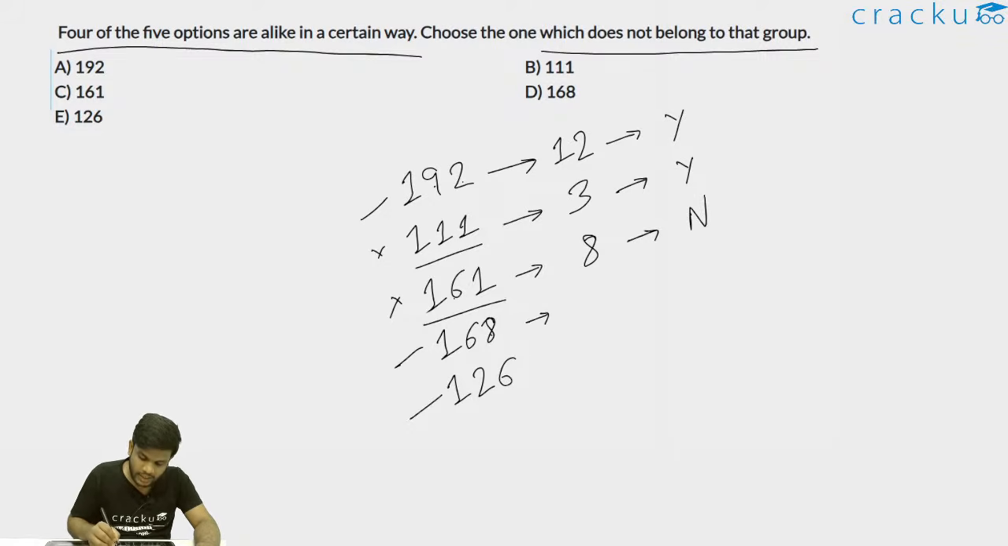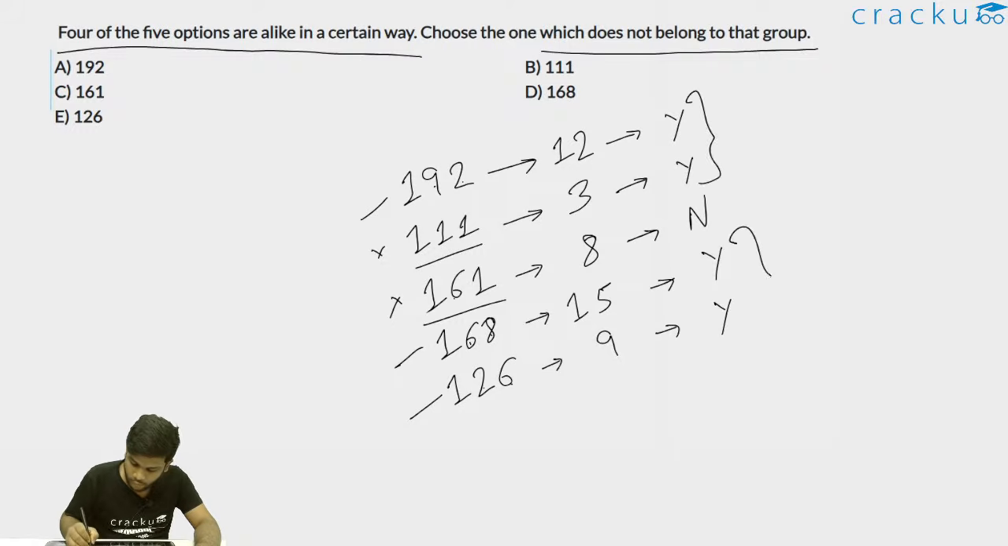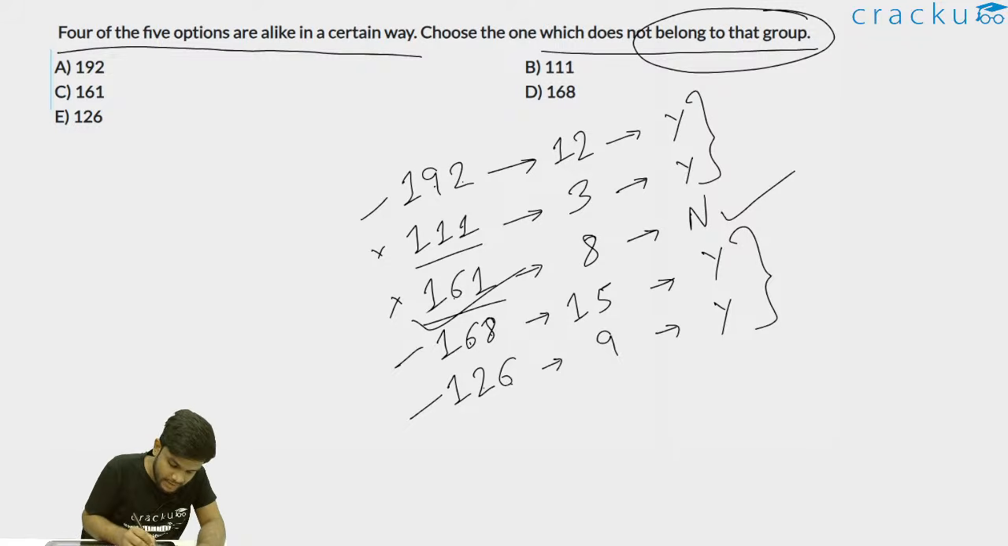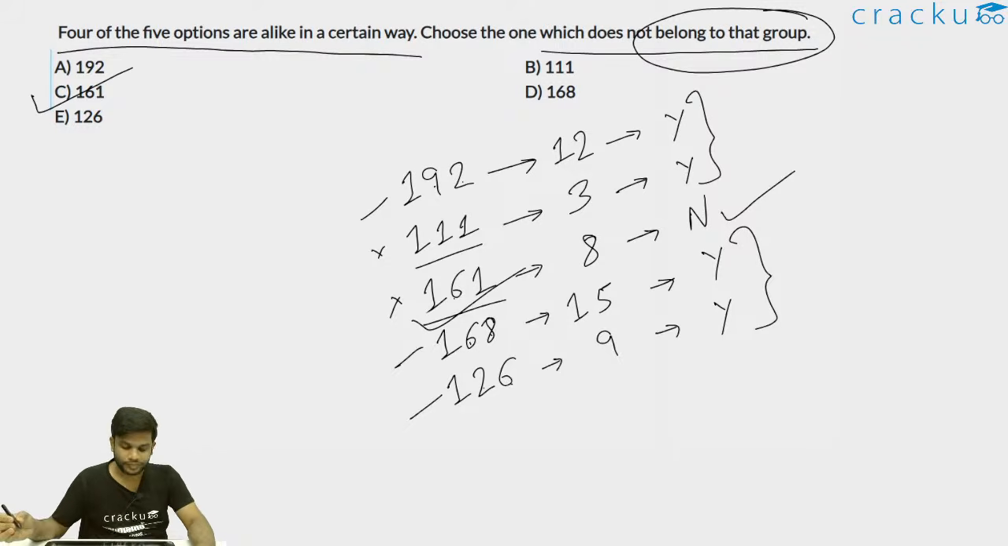Here 8 plus 6, 14 plus 1, 15. It is divisible by 3, so it is yes. And 6 plus 2, 8 plus 1, 9, again divisible by 3, so it is yes. So we can see that 4 numbers are exactly divisible by 3 and 1 number is not divisible by 3. So the number which does not belong to the group, or the number which is odd one out, is 161. So our answer is option number C.